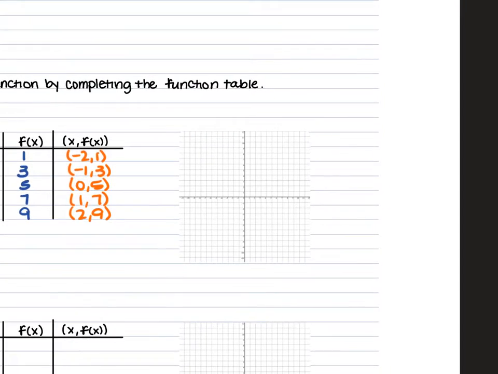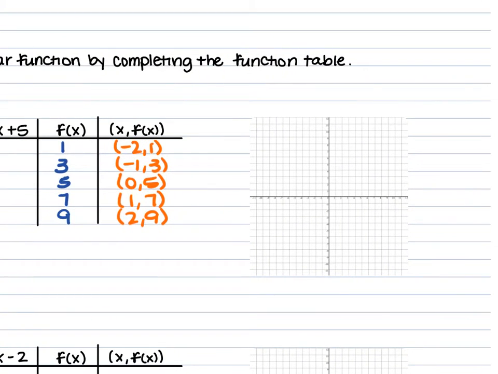So on our coordinate plane, to graph these, for the negative 2, 1, we're going to go to the left 2 and up 1, plot our point. For the negative 1, 3, we're going to go left 1, up 3, plot our point. 0, 5 is on the y-axis, and is the y-intercept. 1, 7, we're going to go to the right 1, up 7, plot the point. And then 2, 9, we're going to go to the right 2, up 9, and plot the point.